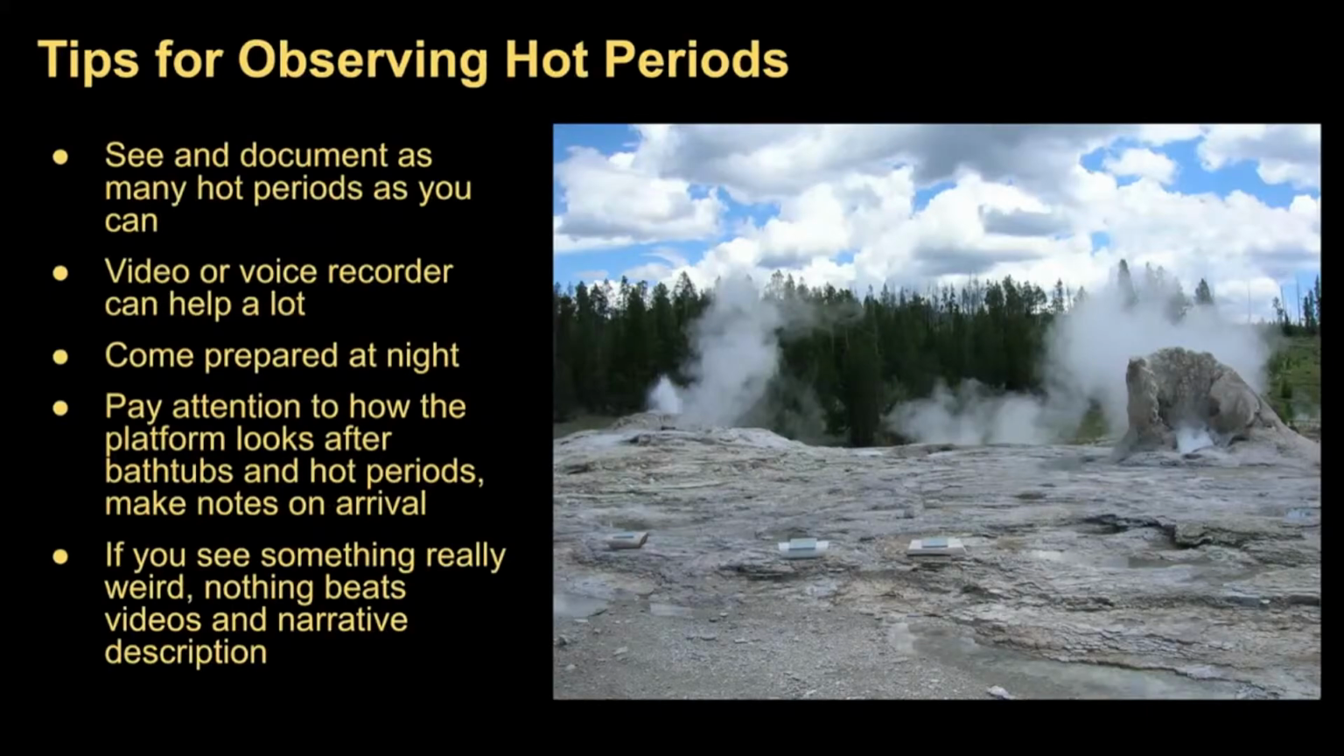I've included this photo because it has some puddles. So this goes into the fourth bullet here, which is pay attention to how the platform looks after bathtubs and hot periods. The amount of water and where the puddles are located can tell you a lot about what vents were active and maybe how long the hot period was. By late 2018, I had seen enough aftermath of hot periods to be able to guess that pretty well. So it's a very useful thing to note.